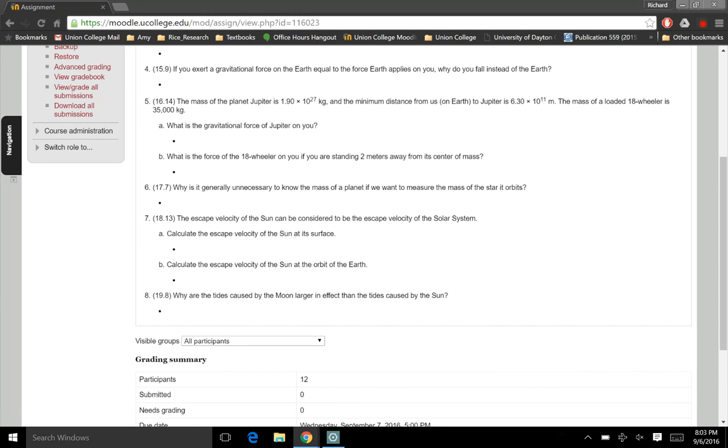Now, number 5 here is the first one that's going to take a little bit of time. You have the mass of Jupiter and the distance between the Earth and Jupiter, and then you have the mass of an 18-wheeler. And it asks, what's the gravitational force of Jupiter on you?